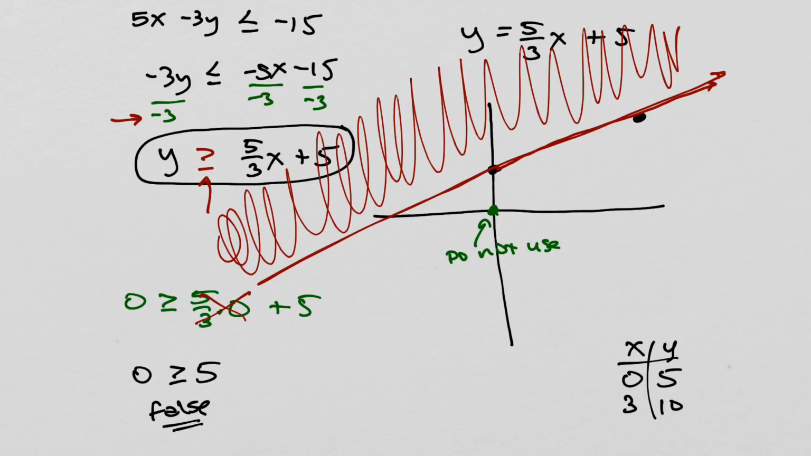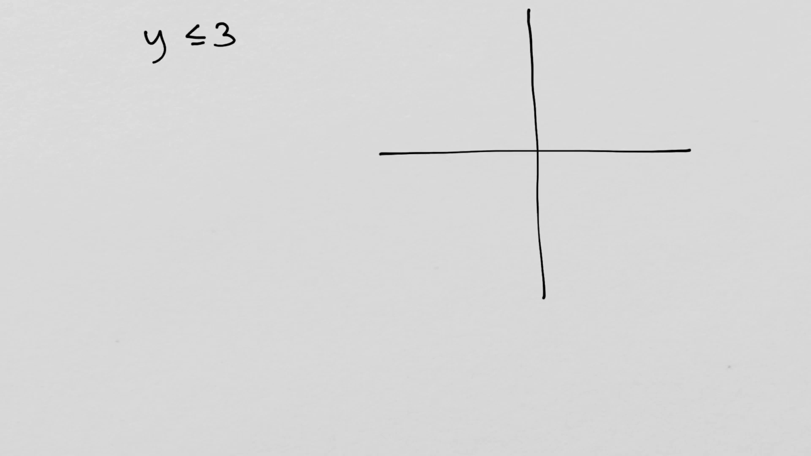All right, one more style for you. What if I gave you this? y is less than or equal to 3. Well, remember, y is a function of x, so we really have two variables here. So the thing we want to graph is y equals 3, which is just this horizontal line through 3, right there.